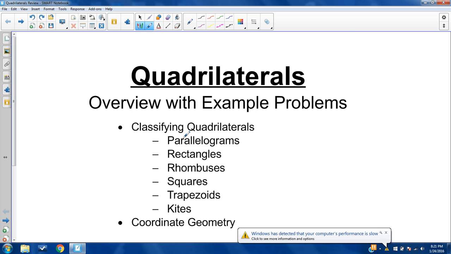Anyway, the special quadrilaterals we have are parallelograms, rectangles, rhombuses, squares, trapezoids, isosceles trapezoids, and kites. And we will figure out how they place on a set of coordinate axes. So we deal with coordinate geometry using quadrilaterals. And I think that's actually the kicker. We're going to start off there.